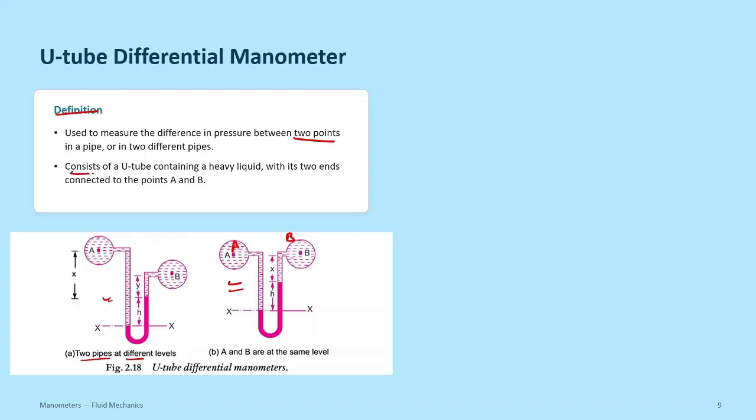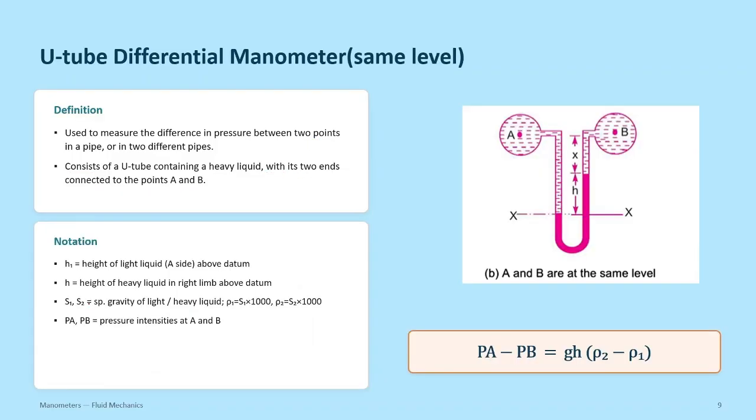And the second is it consists of a U-tube containing a heavy liquid, whose two ends are connected to points A and B. It means it contains heavy liquid that is dark in color, and this is light liquid. This is heavy liquid and this is light liquid. So we will see the derivation for both. First we will see the U-tube differential manometer at the same level. Here point A and point B are at the same level.